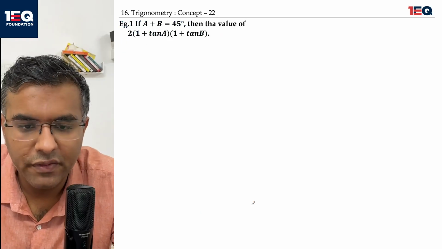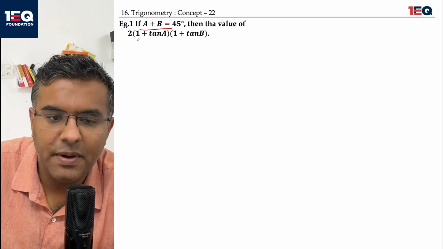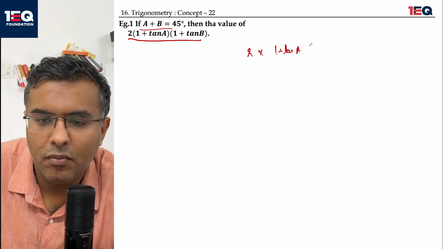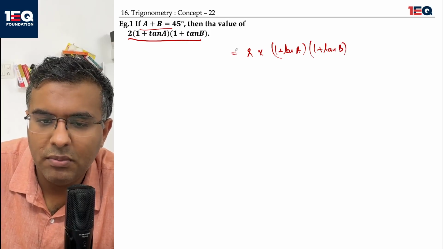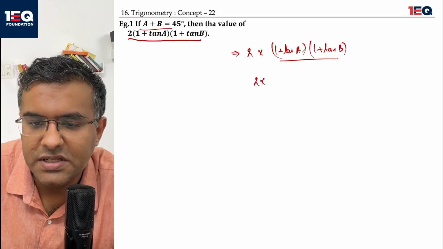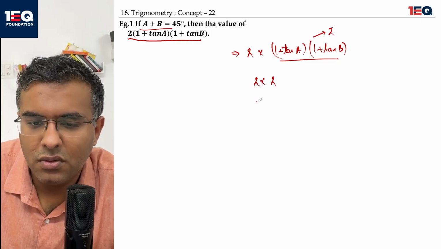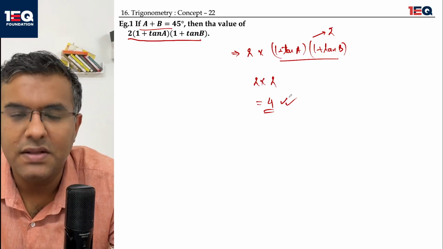Okay, moving forward. If A plus B is equal to 45, we'll be using the same formula as before. Then what is the value of 2 multiplied by 1 plus tan A multiplied by 1 plus tan B? This entire expression is equal to 2, as we've already discussed. So 2 into 2 is going to give me an answer of 4. Okay, 4 is going to be my answer.